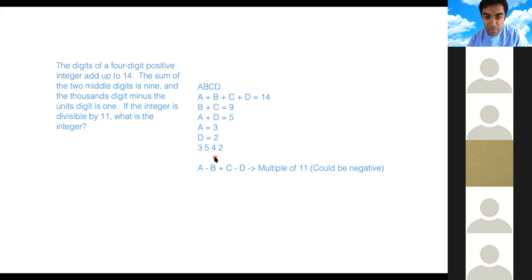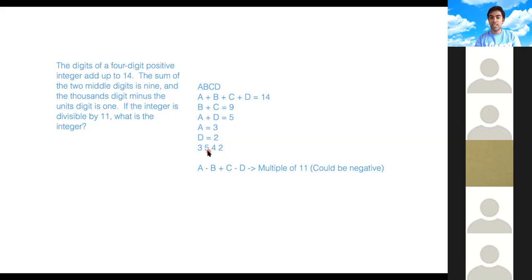So A minus B plus C minus D, what do we get here? 3 minus 5 plus 4 minus 2, we get 0, right? So that's a multiple of 11. That's 11 times 0. So like Sanvi said, we can get the first and last digit pretty easily because we know that the sum of the middle digits is 9, and all 4 digits add up to 14. So first and last is 5, and we know the difference is 1, so we get 3 and 2 easily. The middle 2 digits we have to actually check for multiples of 11, right?